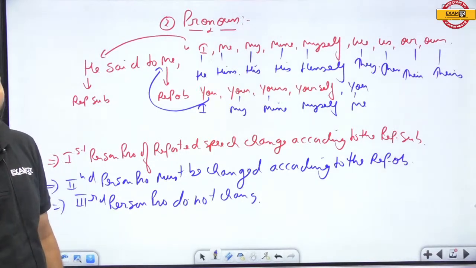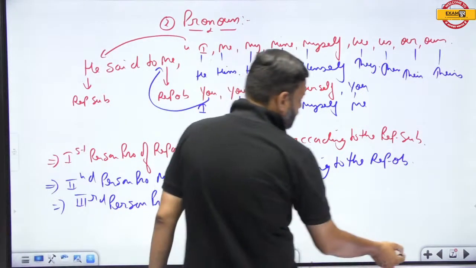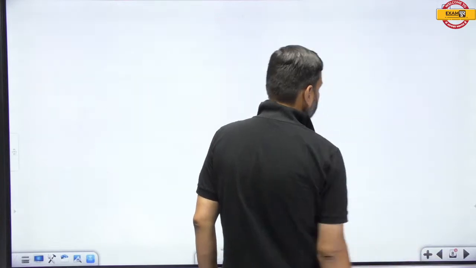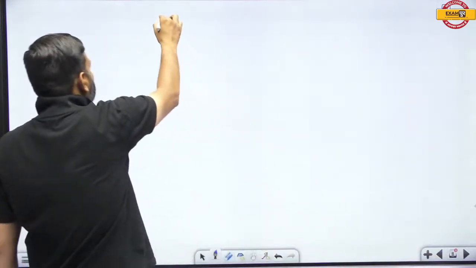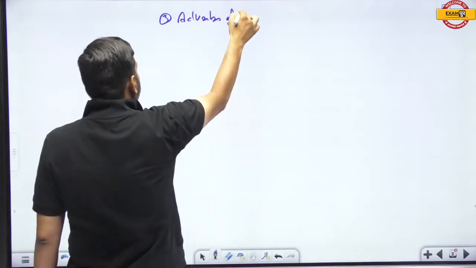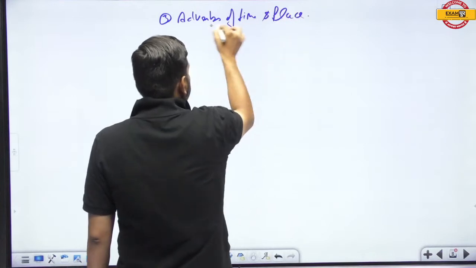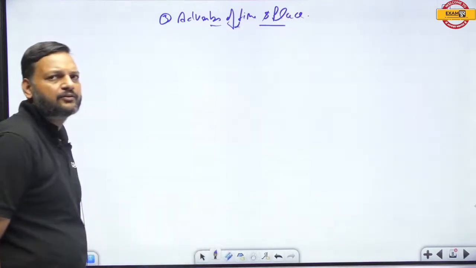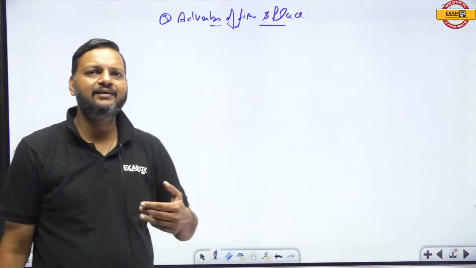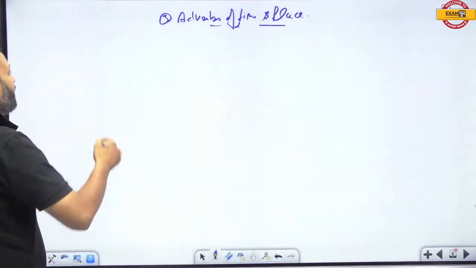So these were the basic rules of pronouns, right? And if we talk about the third change, that is adverbs of time and place. So these are simply some words that change according to the tense. So let me write here.